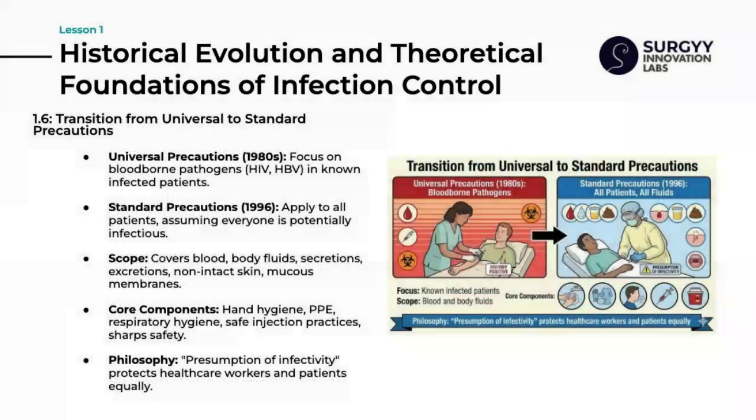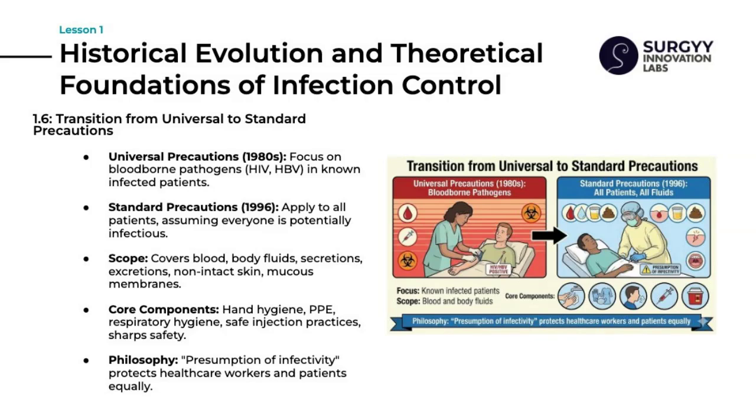Lesson 1.6 discusses the transition from universal to standard precautions. Universal precautions, established in the 1980s, focused primarily on blood-borne pathogens like HIV and HBV in known infected patients. Standard precautions, introduced in 1996, apply to all patients, regardless of diagnosis, assuming everyone is potentially infectious.